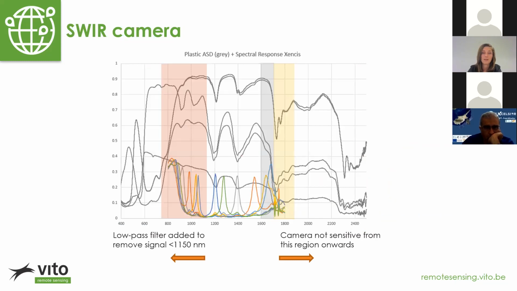These are the spectral bands of the shortwave infrared camera. You see the spectral response curves in the colored lines. The gray lines are the spectral reflectance of plastics. The only thing that we realized is that the SWIR camera also had some out-of-band response. This means that we are not only getting response at the wavelengths we have identified, but some additional response also in the near infrared. And therefore we added some additional low-pass filters to remove this extra reflectance in the near infrared.